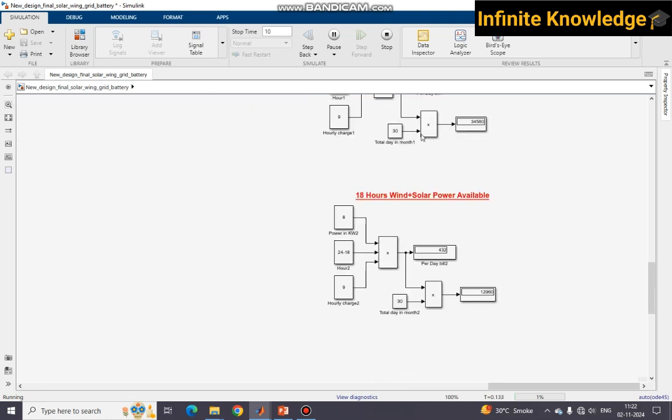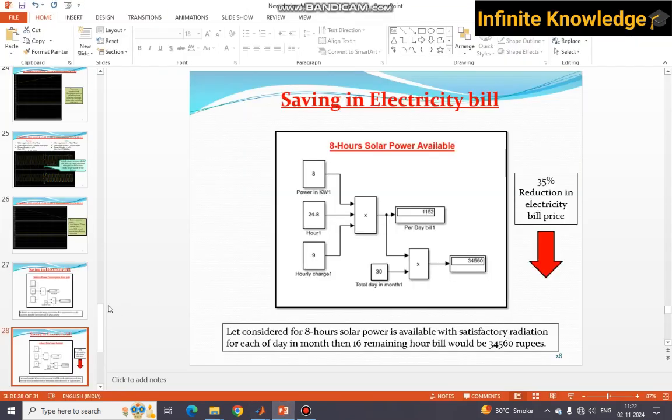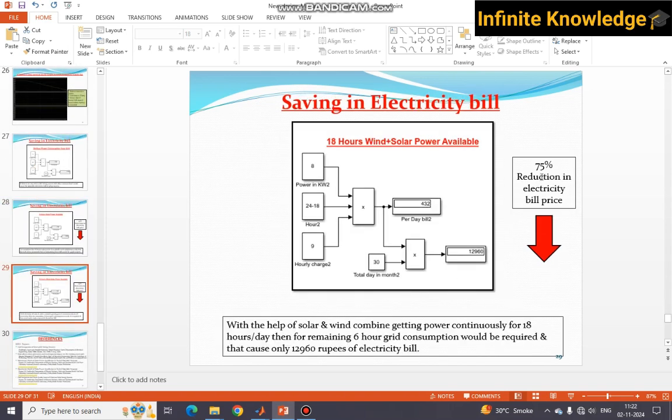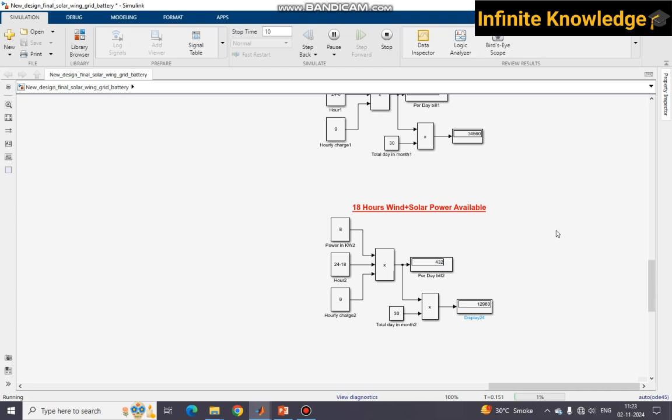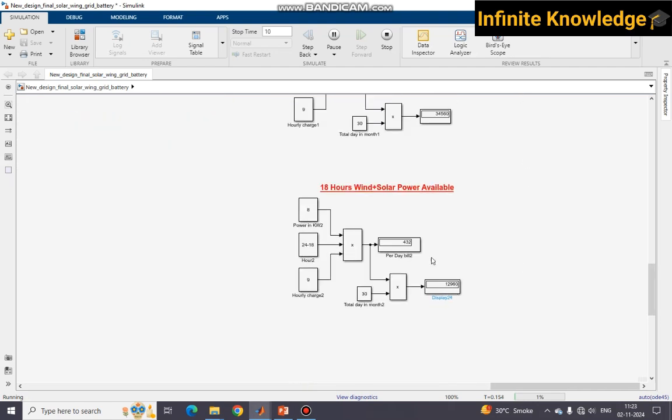Again, if wind and solar both are available, you have both renewable energy sources. You have wind also, you have solar also. So 18 hours of backup is provided by this. So only the remaining 6 hours, 24 minus 18, you have to take supply from the grid. For that you only have to pay 12,960 rupees. So your electricity bill will reduce by 75 percent. Initially it was nearly 52,000, and it is reduced to only 13,000.